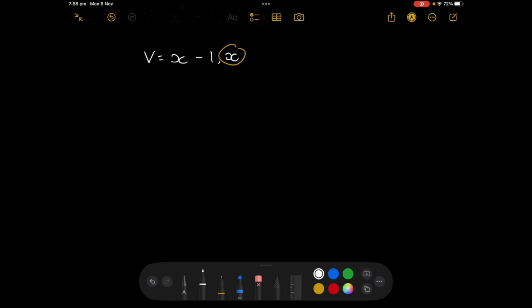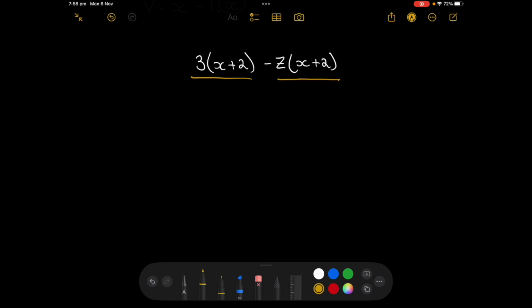Okay, one more example that's slightly different again is this example here. We have 3 times x plus 2 minus z times x plus 2. This question's a little bit different because we already have it partially factorized. We've already taken out a common factor of each of our separate terms. So we can straight away see that x plus 2 in both terms, term 1 being this and term 2 being this, that x plus 2 is a common factor.